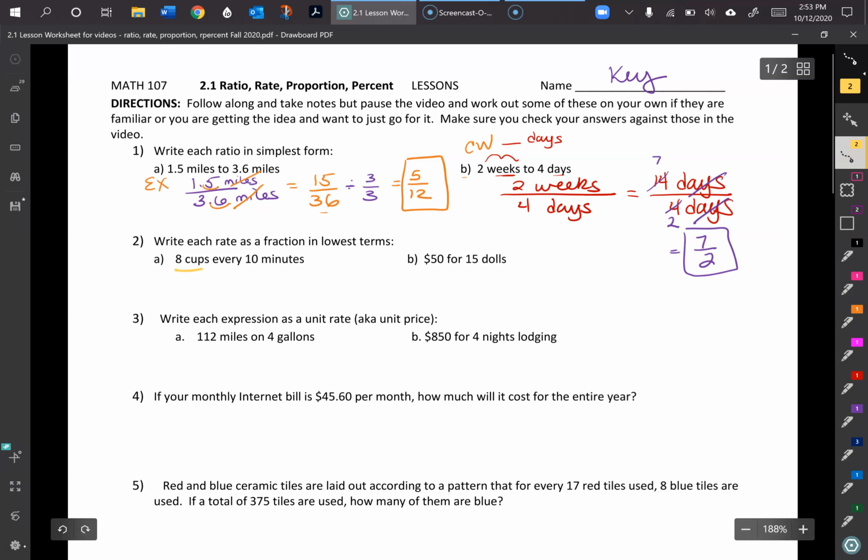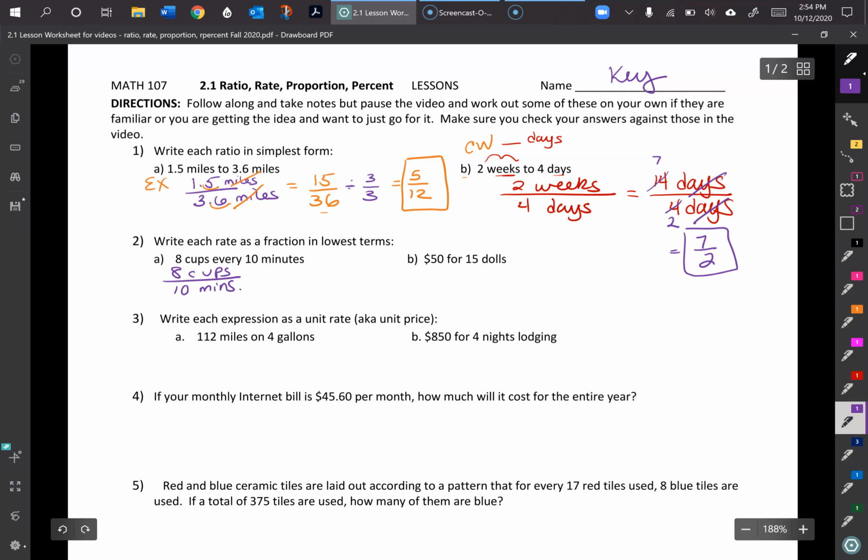So we have 8 cups. There's no context with this, but it might be someone drinking 8 cups of water every 10 minutes. That would be a lot of water. Or pouring or something like that. So we're going to see if we can reduce that to lowest terms. So we would just write it as 8 cups over 10 minutes.